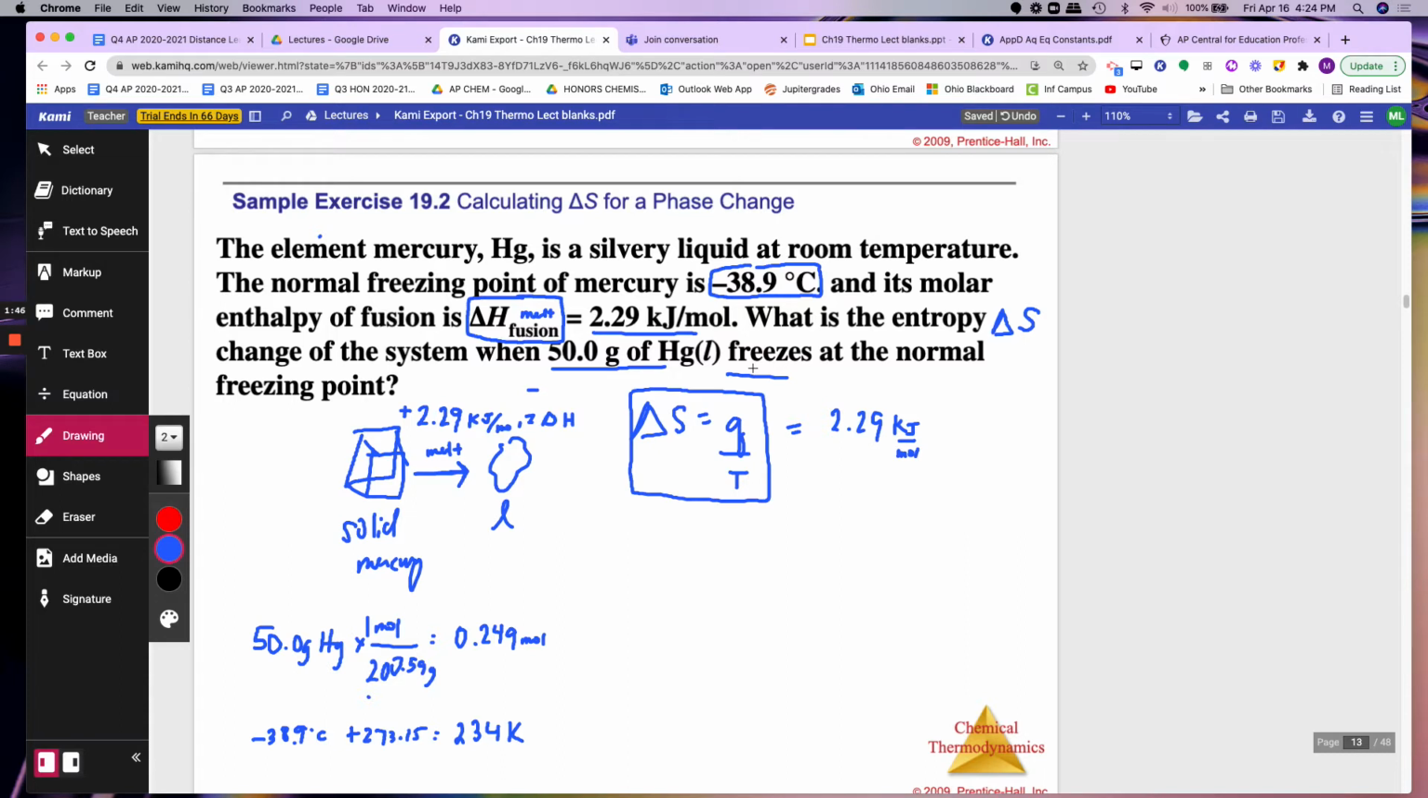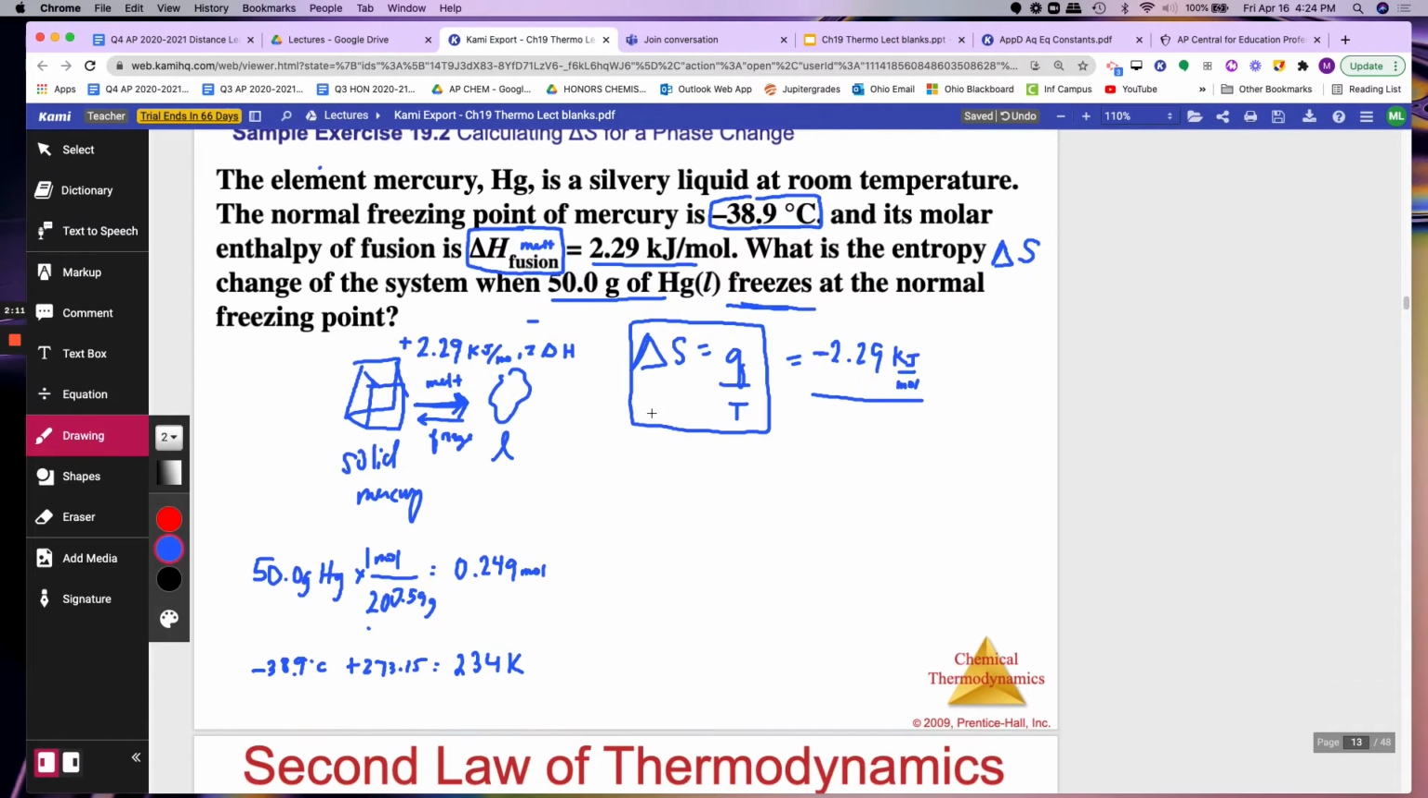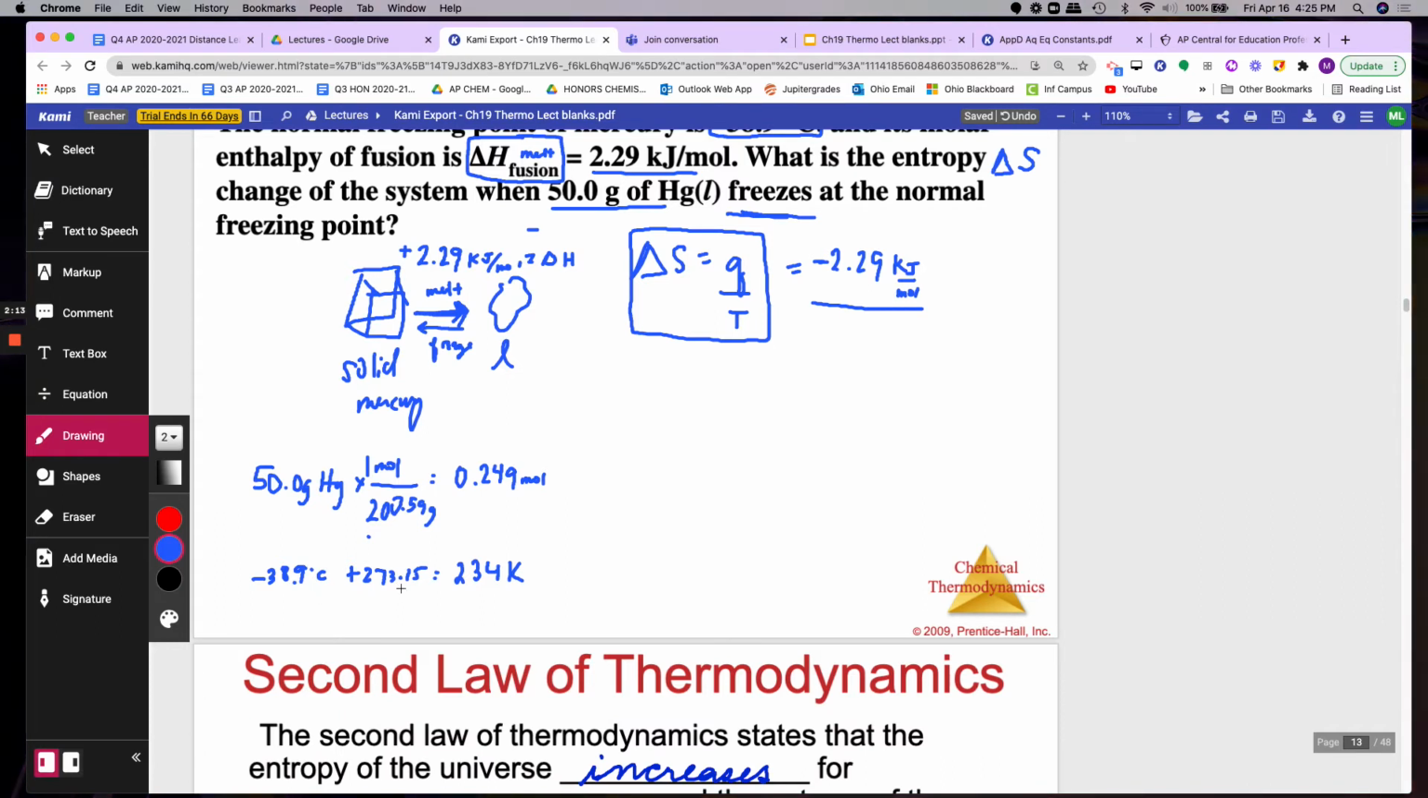But I am freezing it. So going to the right, I'm melting it. Going to the left, I'm freezing it, which means I must take this energy out. So that needs to be negative. Okay? So it's exothermic. I have to take energy out of the liquid to make it freeze. And this happens at negative 38.9 degrees Celsius, and I change that to Kelvin down here. It's 234 Kelvin.